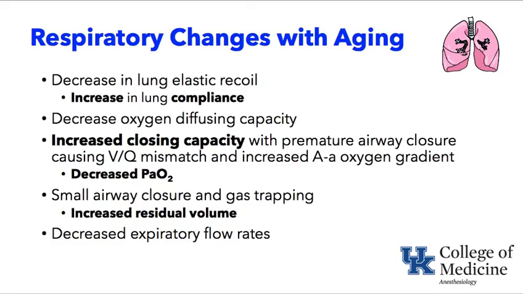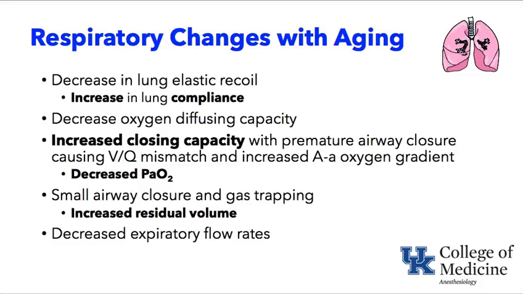Let's switch gears now and talk about some respiratory changes with aging. The elderly lung tends to act like a balloon that's lost its ability to collapse back on itself. So there is a loss of lung elastic recoil, and the lung actually becomes more compliant, almost like a COPD type lung, as you get really, really old. The ability to diffuse oxygen is reduced to some extent, and closing capacity increases with aging.